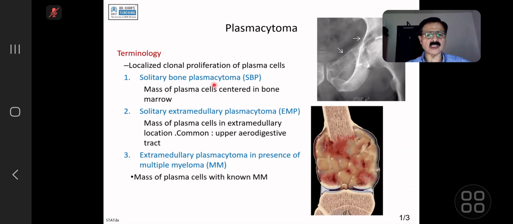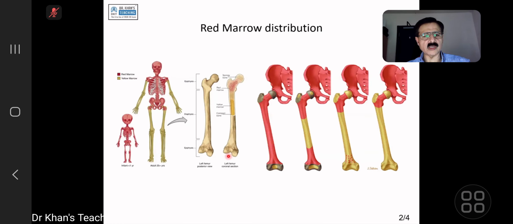Solitary bone plasmacytoma. Look at this word. It tells you that this is a single lesion. And by the way, it can then degenerate into multiple myeloma. Then there is solitary extramedullary plasmacytoma. So sometimes plasmacytomas can be outside the medullary cavity. And there can be plasmacytoma with multiple myeloma. This is the histological differentiation between the two.